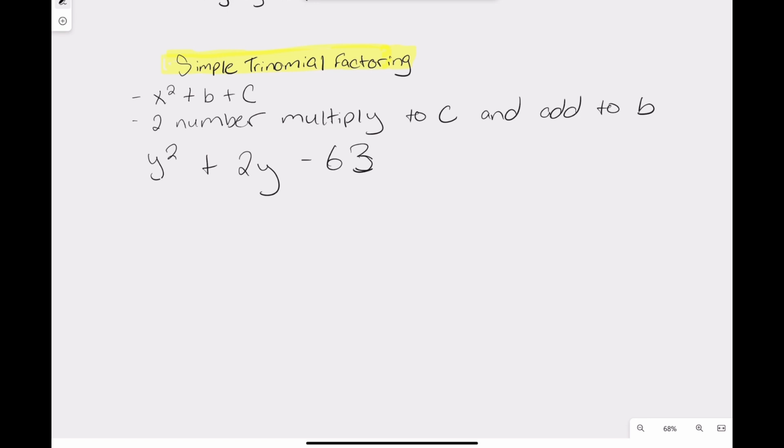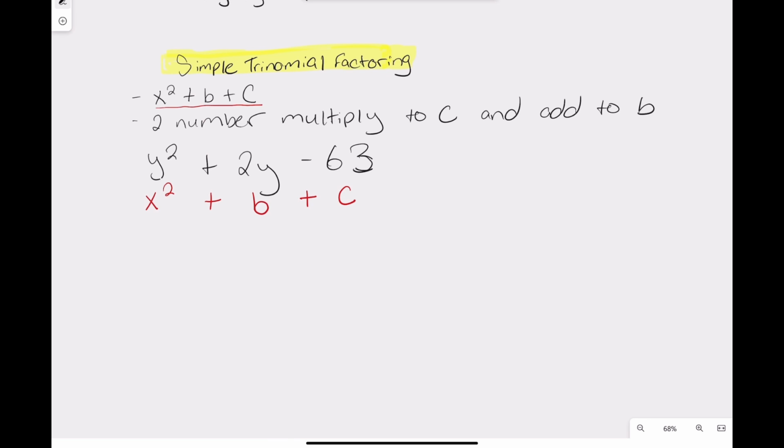So, right now we're going to assign the variables. So y squared is equal to the x squared over here. And it can be any letter. It can be x squared, it can be y squared. It doesn't matter as long as it's consistent throughout. Plus the 2y is the b, and the negative 63 is the c.